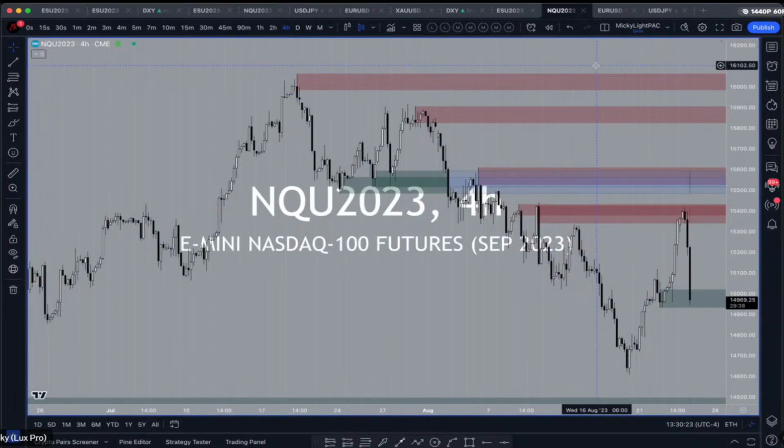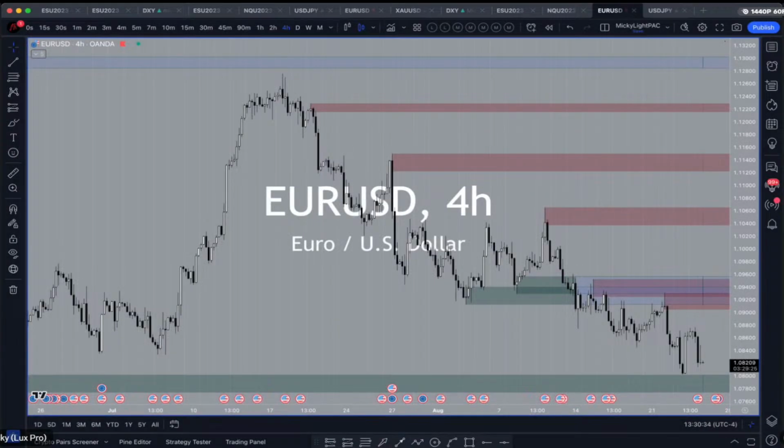Right, 4-hour order block chart, NASDAQ. Next one on the Forex, Big Daddy, Euro USD. Okay, 4-hour order blocks. Take a look at price reaction and rejection throughout these 4-hour order blocks.